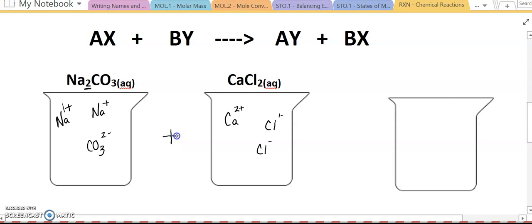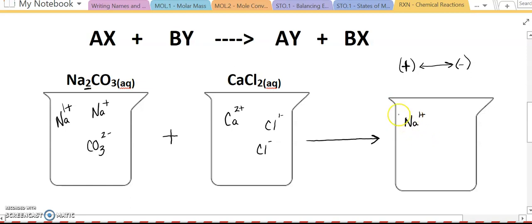So when I mix these 2 beakers together, sodium could interact with carbonate, but sodium could also interact with chlorine. And when we take a look, that's where new products are going to form. So when these 2 containers are dumped together, I have sodium pieces that are free to interact. Now, positive and positive are going to repel. So the only way this can react is when a positive is going to react with a negative. In a double replacement reaction, a positive forms a new partnership.